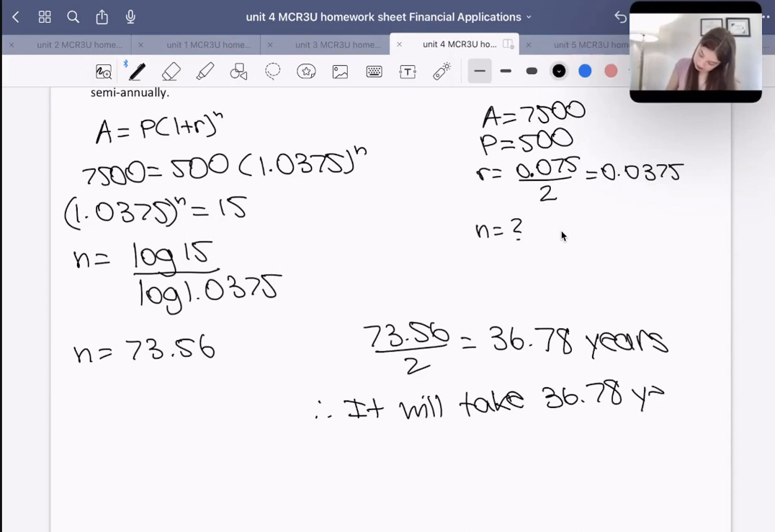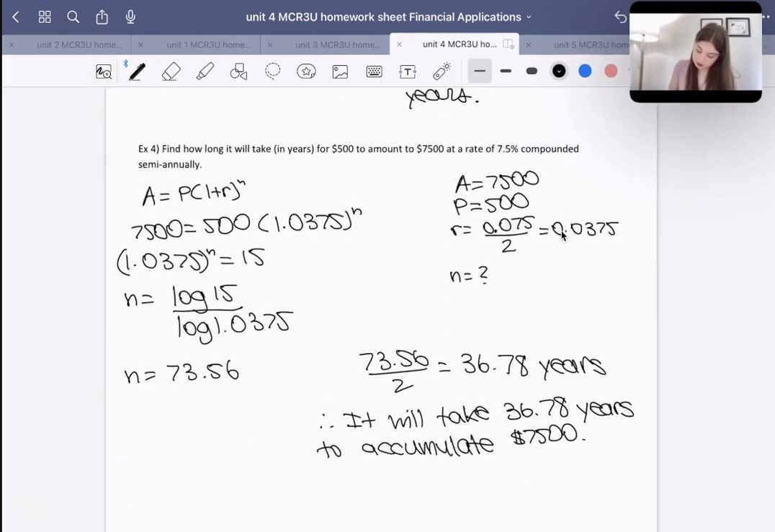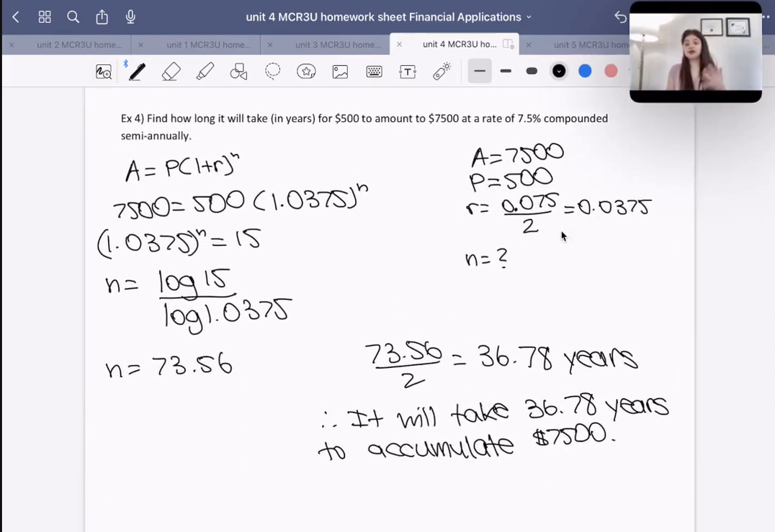So therefore, it will take 36.78 years to accumulate $7,500. And this is very much what we were expecting as well. First of all, this is a pretty standard interest rate for a lot of investments. And to get from $500 to $7,500, we're increasing it by 15 times. We're not just doubling or tripling our money, we're multiplying our money by 15 times.